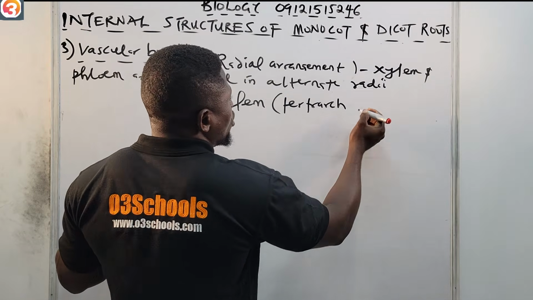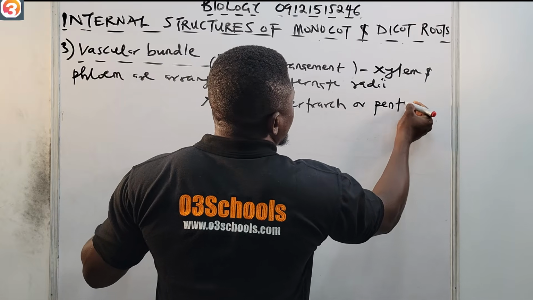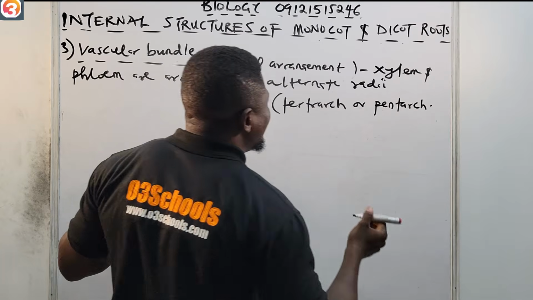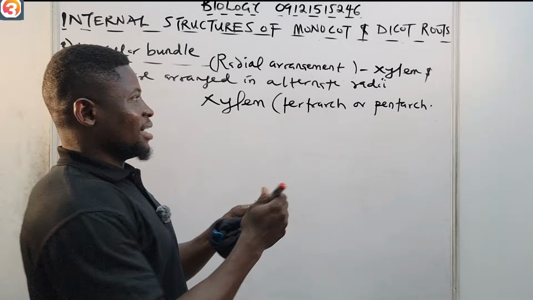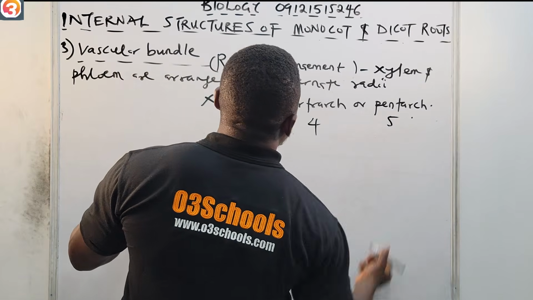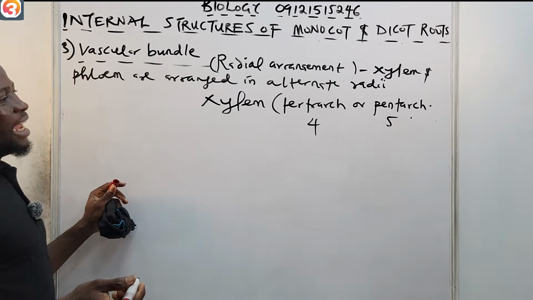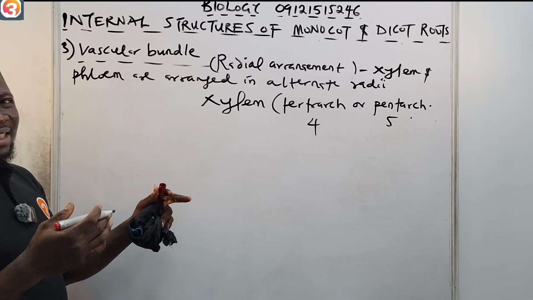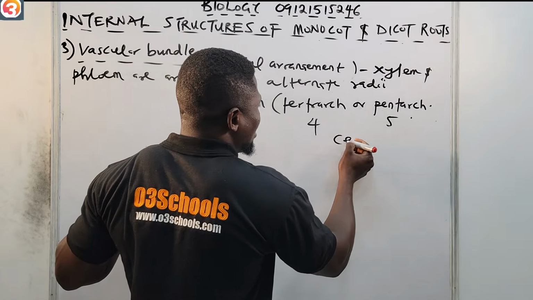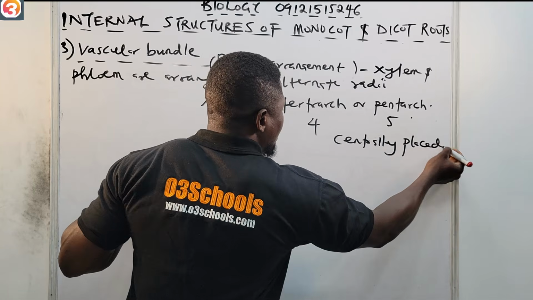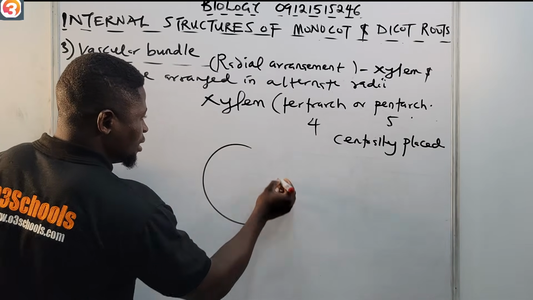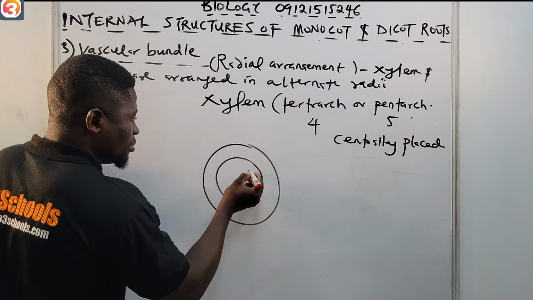Tetrarch or pentarch. They are arranged in tetrarch or pentarch. Tetrarch means 4, pentarch means 5. So they have 4 or 5 patches, and they are centrally placed. That's why if you look at the diagram again, something like this.